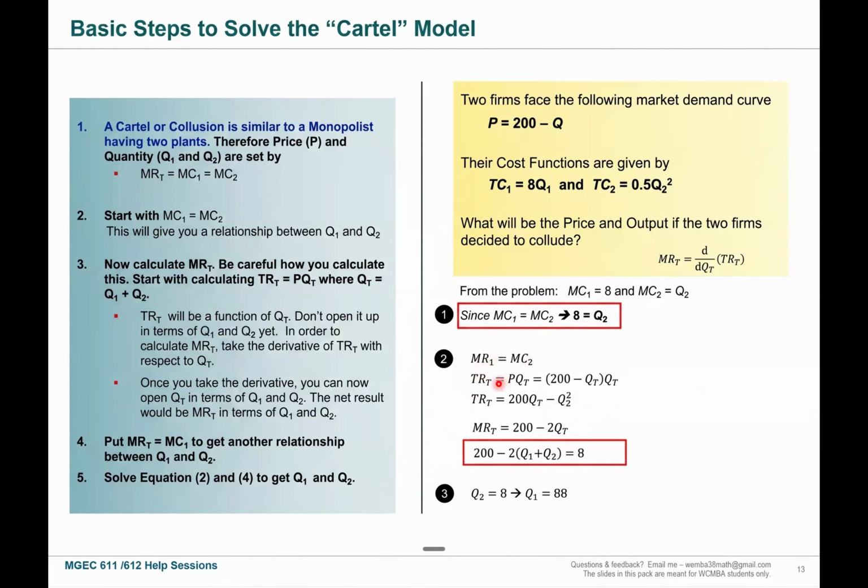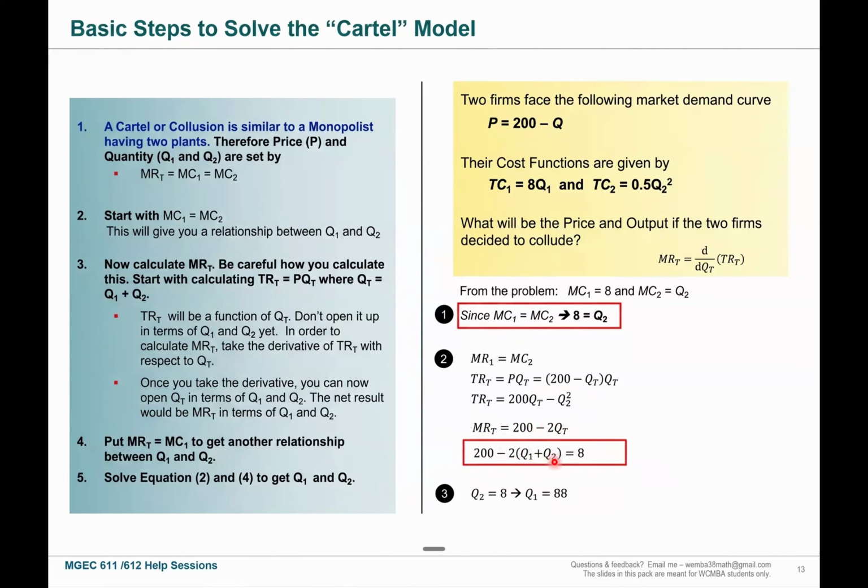MRT equal to MC2. Well, to get MRT, you have to write first TRT, total revenue. Total revenue is price times quantity, where quantity is the total quantity, which is Q1 plus Q2. You keep it in terms of QT, the total. Take the derivative with respect to QT, that's 200 minus 2Q. And now open it up in terms of Q1, Q2. So MRT is 200 minus 2 times Q1 plus Q2.